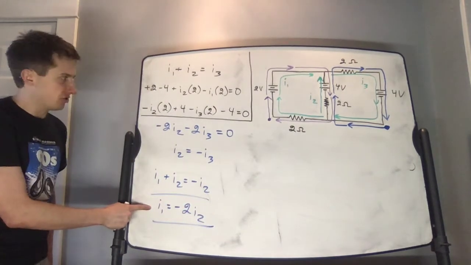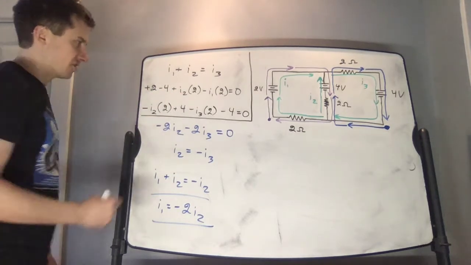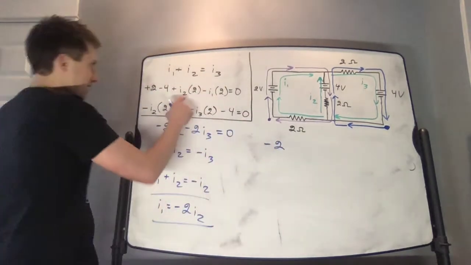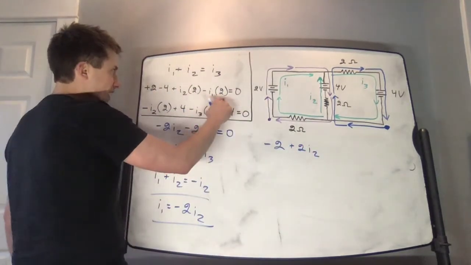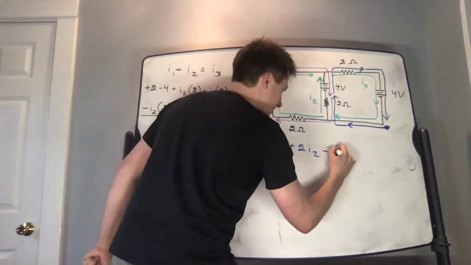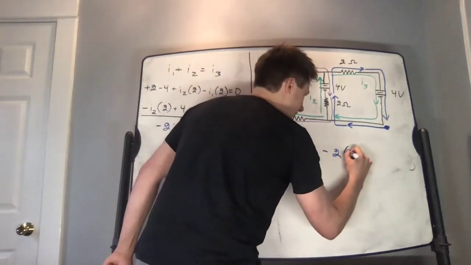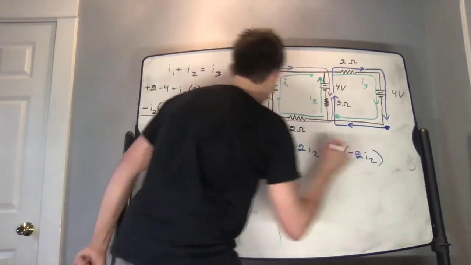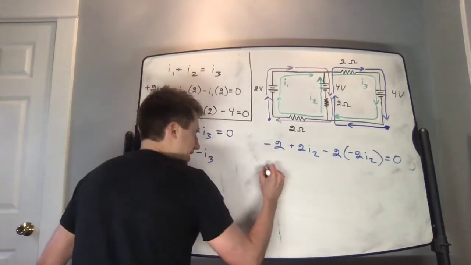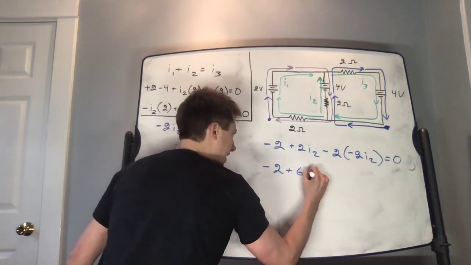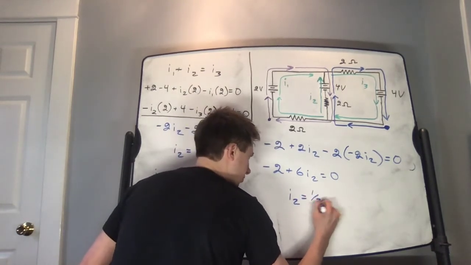I will now take this result and plug it into the second equation. I have plus 2 minus 4, which gives me minus 2, and then I have plus 2I2, and then I have minus 2I1. So I could write that as minus 2, and here we said I1 is negative 2I2. So I have negative 2I2. And then we set all of that equal to 0. This equation can then be written as minus 2 plus 6I2 is equal to 0. And this tells me I2 is equal to 1/3 amp.